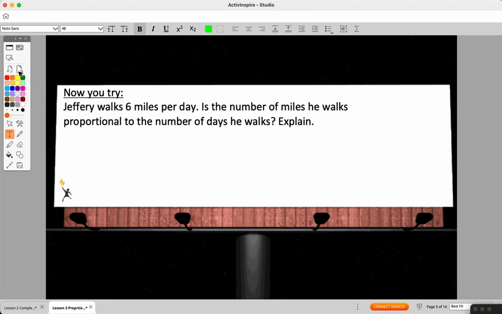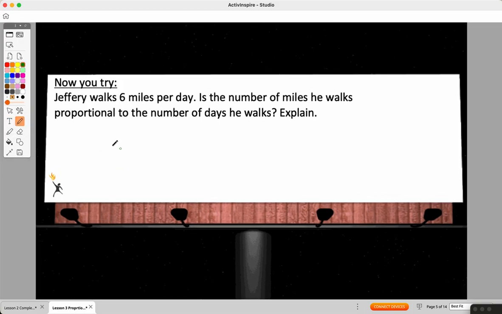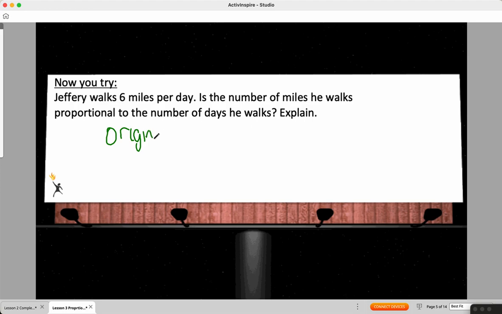So take a second, and you figure out, is Jeffrey walking 6 miles per day a proportional relationship? Well, let's take a look. Pause the video if you need to write your answer, but we're really looking at these two things. Does it go through the origin? If he doesn't walk at all for 0 days, does he go anywhere? That's correct. He does not walk. If it's not been 1 day yet, he hasn't walked at 0. Does he walk the same amount, a constant rate? Yes. Therefore, this one is proportional. Those are the two things we're exploring.